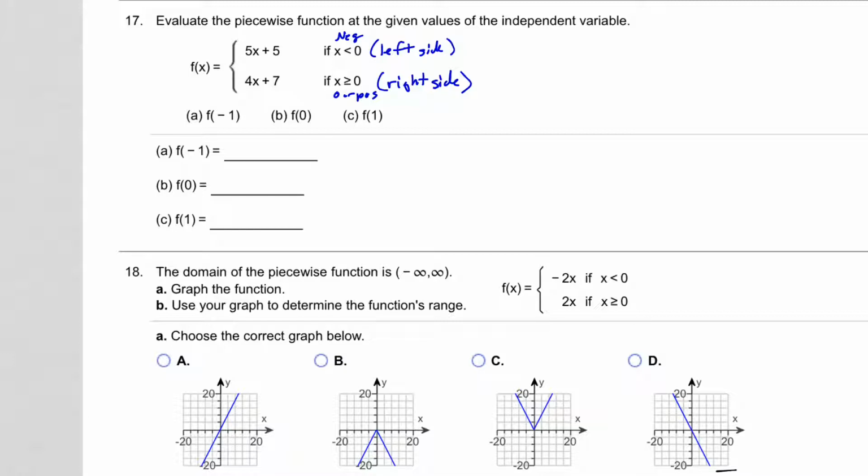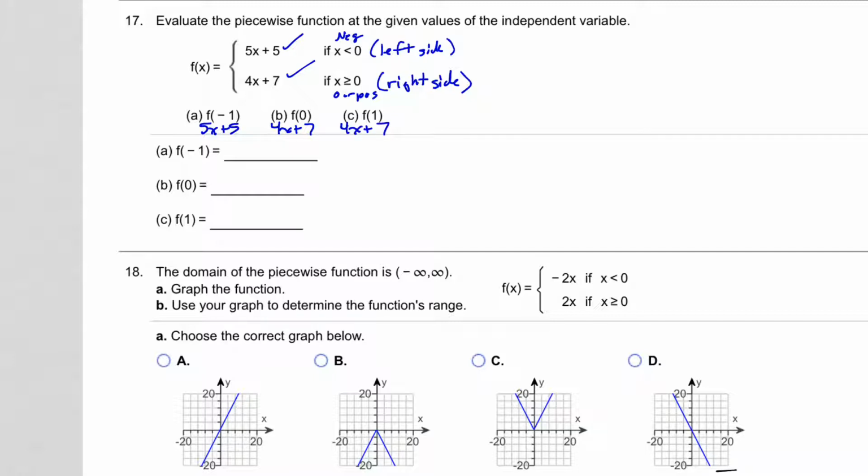Okay, so this is the left graph, and this is the right graph. So -1 is definitely on the negative side, so we're going to give this -1 to the first one, which is this guy. And then x equals 0, that's going to be the second function. And f of 1 is going to also go to the right side, or the second function.